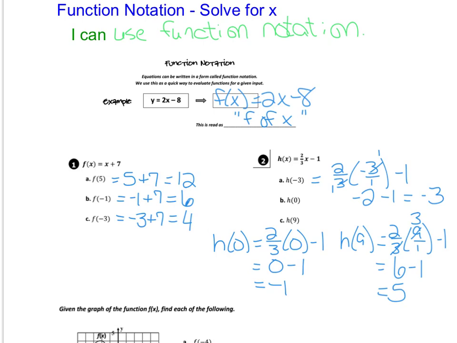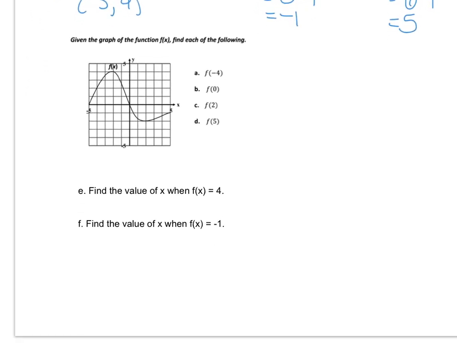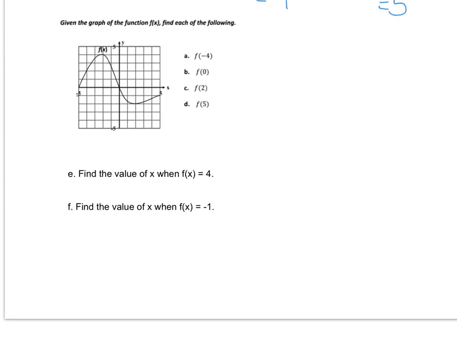Remember, we are finding points, okay? So up here, when we found f of 5 is 12, we found the ordered pair 5, 12. Down here, when we found f of negative 3 equals 4, we found the ordered pair negative 3, 4. These are all points. This could all be graphed. This is stuff we are familiar with. All right, now let's go backwards. Oh, let's not go backwards yet. I'm sorry. Let's do this on a graph.